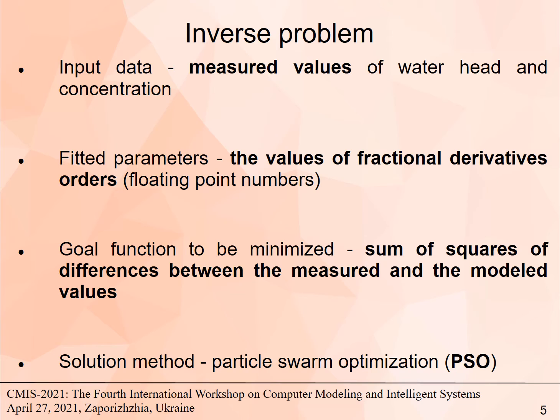So, we look for a computer science solution in the situation when the observed process visibly differs from the expected classical behavior and its dynamics should be modeled using a generalized fractional model with non-measurable parameters. We assume that there is a set of measured values of process indicators, in our case water heads and salt concentrations, at known depths and in known time points. We define a goal function as a sum of squares of differences between the measured values and the modeled ones, and propose to use the particle swarm optimization algorithm to find the values of non-measurable parameters.